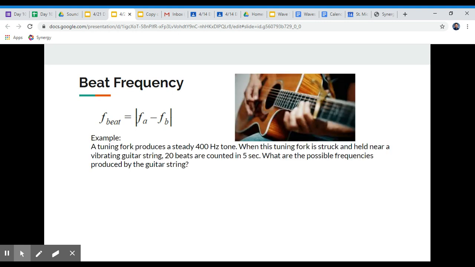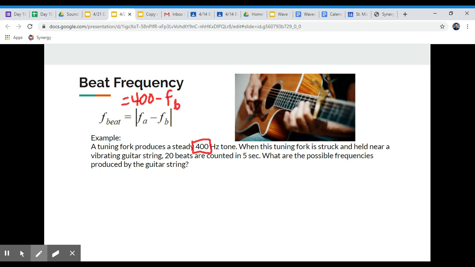Okay, so here's an example of a problem using beats. A tuning fork produces a steady 400 hertz tone when it is struck and held near a vibrating guitar string. 20 beats are counted in 5 seconds. So we want to know what are the possible frequencies of that guitar string. Well, we know the 400. That is going to be one of our frequencies that we know. Doesn't really matter which one you plug it in for. We'll just say that's frequency A. We don't know frequency B.